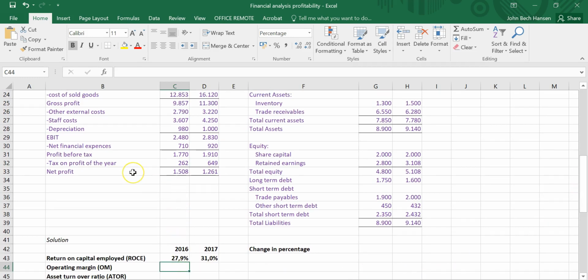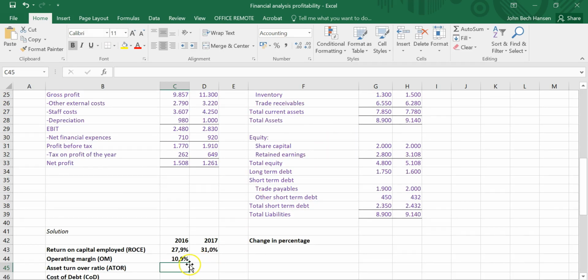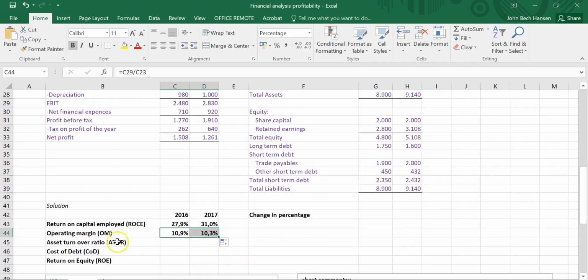So I will take the EBIT, or the result of the operation, and divide it now with turnover in 2016. And from our turnover we make a profit of almost 11%, and I can copy that over to 2017, and we can see we have a decline here.